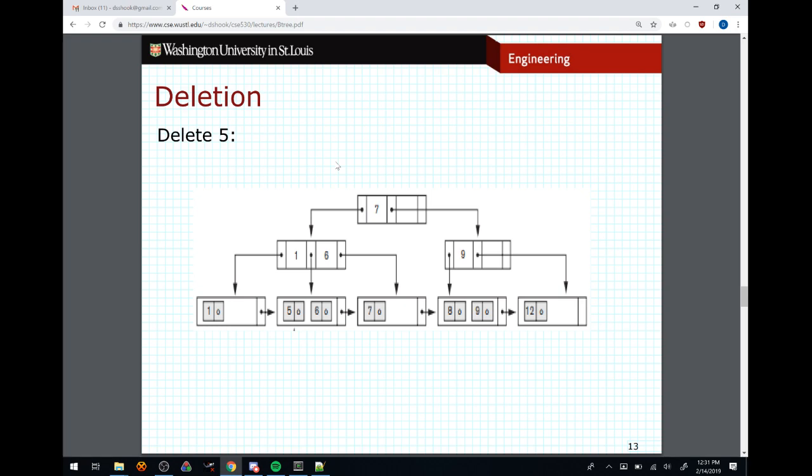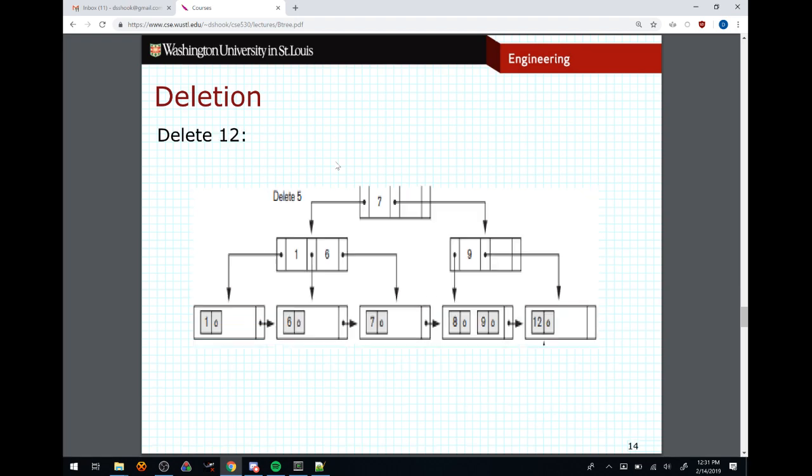This node is still at least half full, right? It can hold 2 values. It's got 1 in it right now. That's okay. You can see these other nodes also have 1 value. That's half capacity. I need to be at least half full. This is exactly half full. This node is okay. This node is good. So I can say that I'm done. That's the easy part. If I delete a value and the node is still half full, I'm done. Easy. No worries.